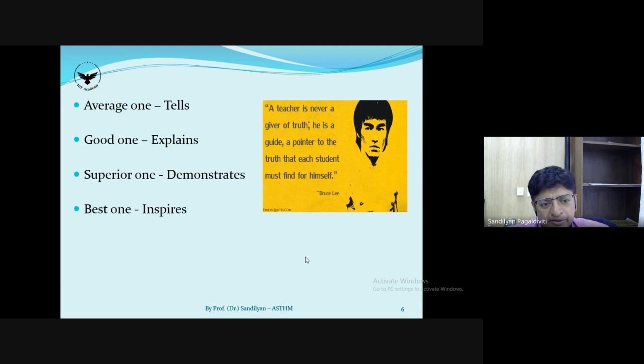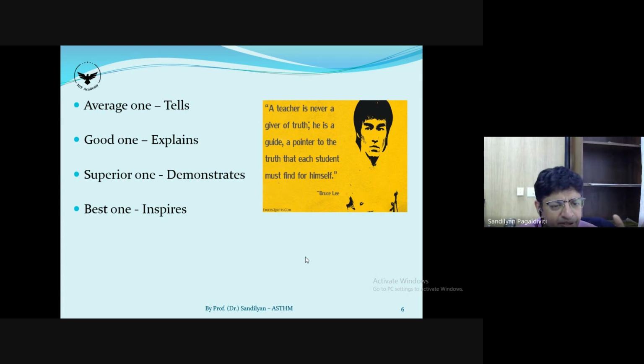The next level is a superior teacher who comes with some interesting things which he can demonstrate in the class, which he can actually live and role play for the audience, where the audience participates. It's more like a participative learning session. So if you can demonstrate the topic in a practical manner, understanding is much higher.